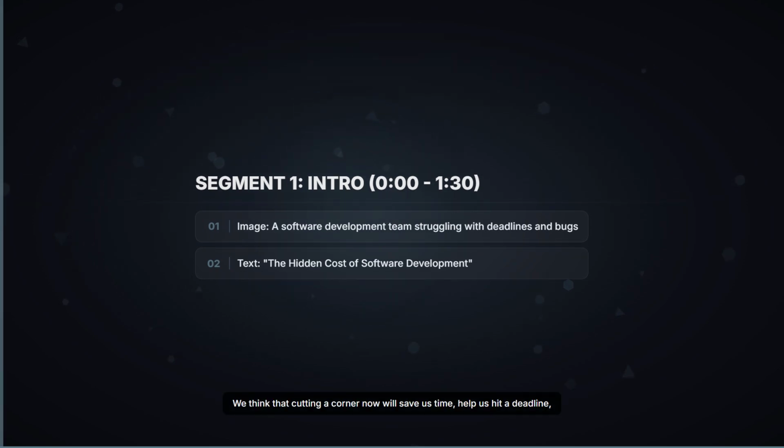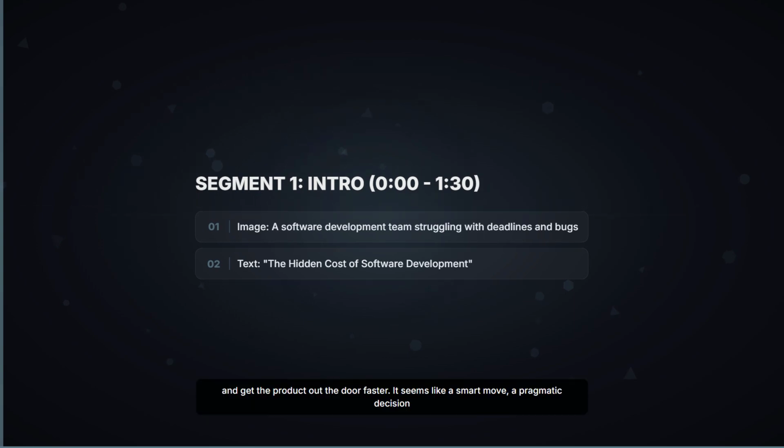Let's break this down. Technical debt refers to the cost of implementing quick fixes or workarounds that need to be revisited later. It's like taking out a loan. You get something now, but you have to pay it back with interest. And here's where it gets interesting, the interest on technical debt compounds over time.